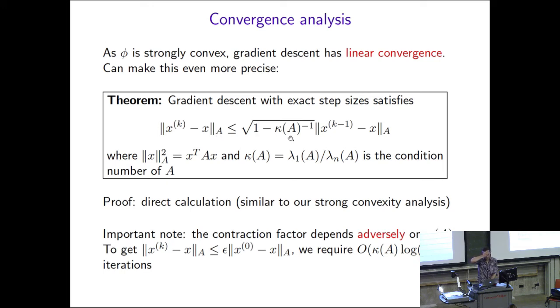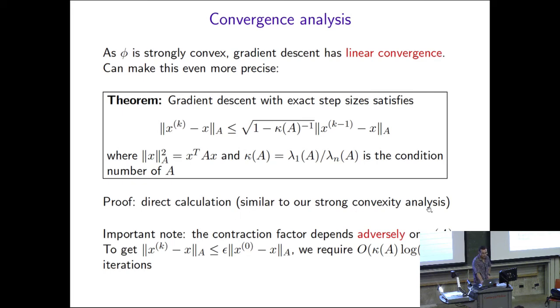From one iteration to the next, the A-norm distance between x_k and the solution, which I'm calling x, decreases from the previous iteration by a factor of the square root of 1 minus 1 over the condition number. So again we can see that the more poorly conditioned the system, the slower this is going to converge. The proof is similar to what we did for strong convexity. I think we did that on the homework. This proof is actually much easier.